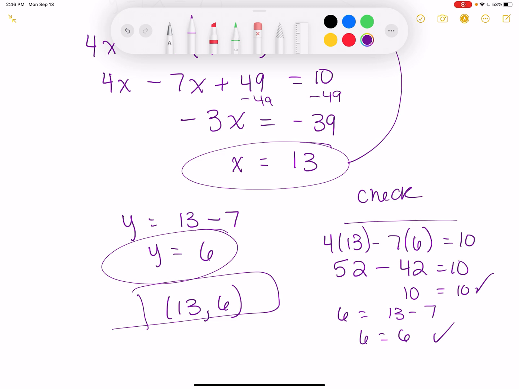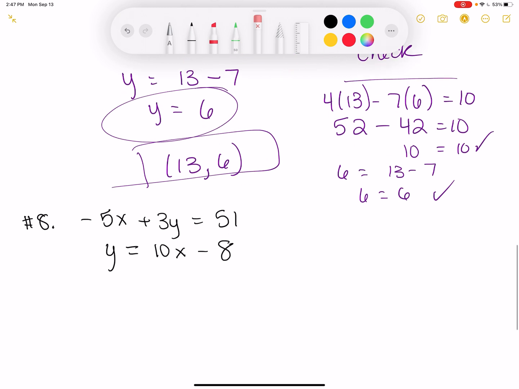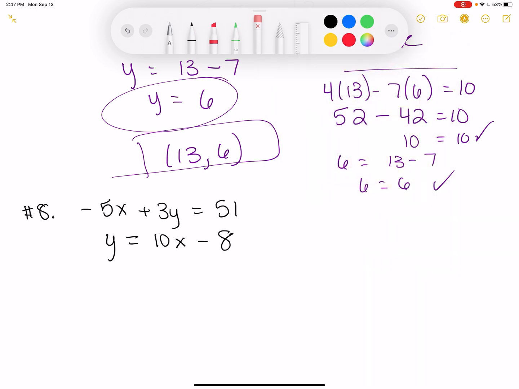All right, before we get into the type where it doesn't give you one of the variables already by itself to begin with, I'm going to have you guys try number 8 real quick. Negative 5x plus 3y is equal to 51, and y is equal to 10x minus 8. This one already has step 1 completed for you here. So take that and plug it in for y and see what you get. I'll give you guys a couple minutes to look at that and then we'll go over it.